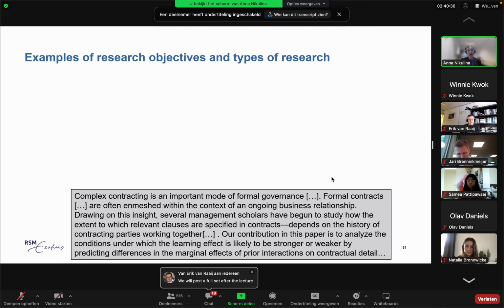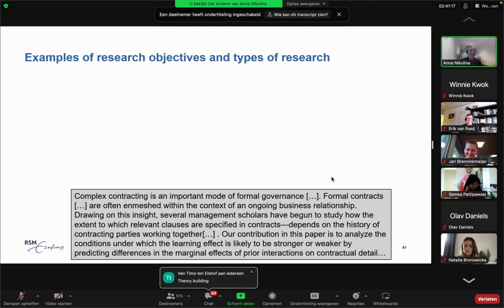And then the last one, that's the longest one. The idea is that we study complex contracts, and there have been studies on how different clauses or parts of text in the contracts depend on the history of the parties working together. And the authors here want to analyze conditions under which the learning effect, so the change in these clauses, is likely to be stronger or weaker. So they want to predict differences in how the prior interactions between the contract parties affect the change of the contract language: theory testing. And do you say this because it's the only one left, or do you really understand that this is theory testing?